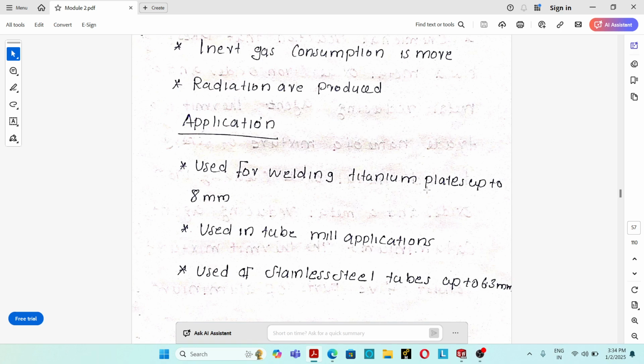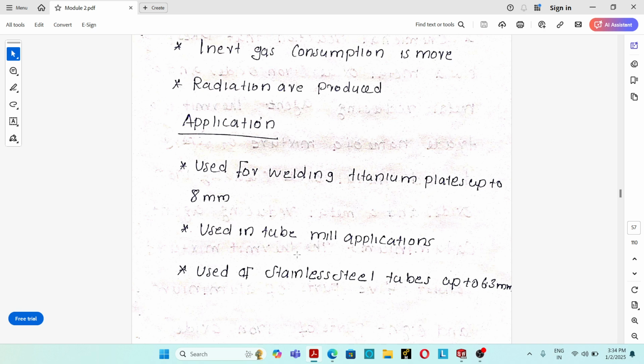So what are the applications? Used for welding titanium plates up to 8 mm. Used in tube mill applications. Used for stainless steel tubes up to 6.3 mm. Used for welding stainless steel up to 6.3 mm. So these are the applications. This is about the plasma arc welding process.